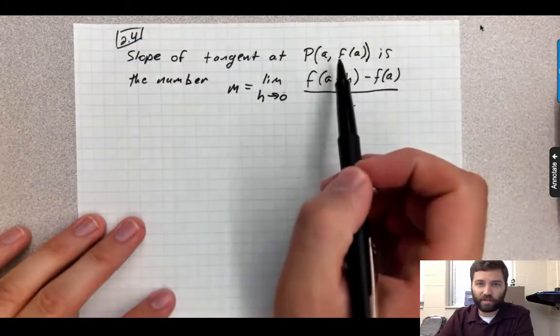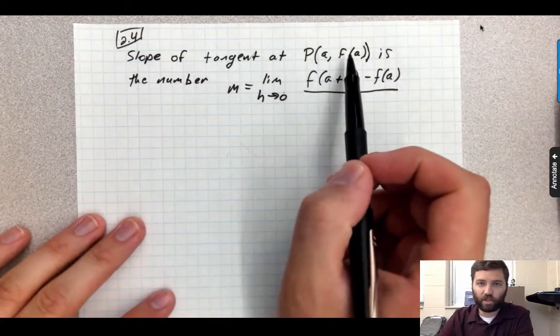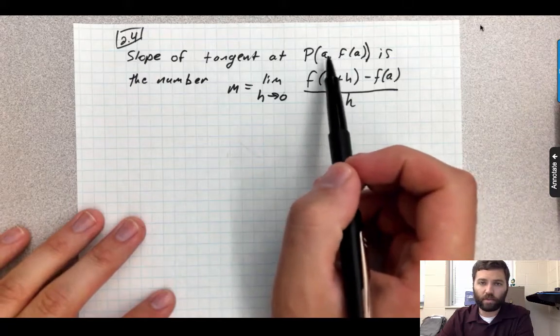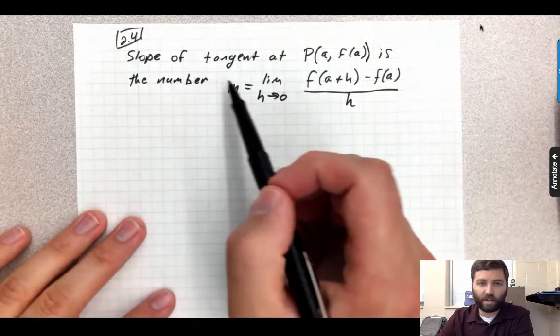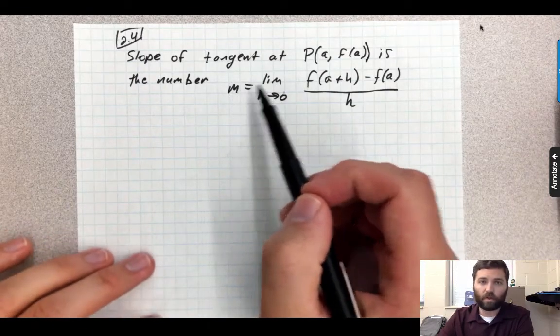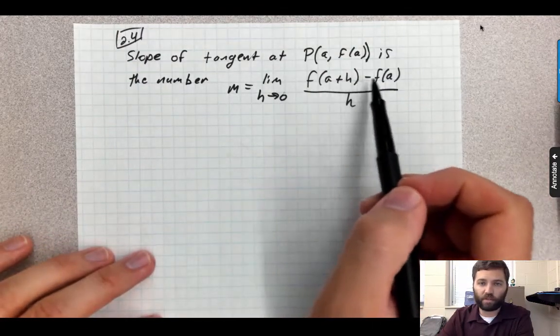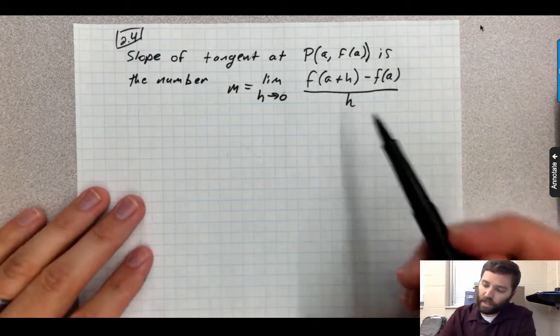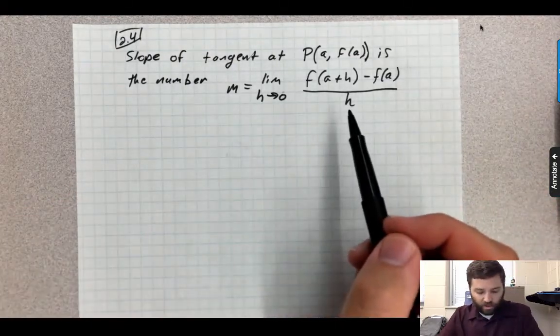The slope of a tangent line at some point P, which is on the function f, so point P is at a comma f of a, is the number m, which is m for slope. So the limit as h approaches 0 of f of a plus h minus f of a over h, okay? And again, I think I already mentioned that is really important.